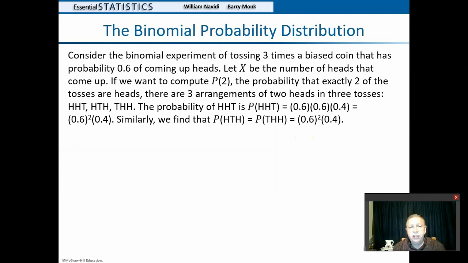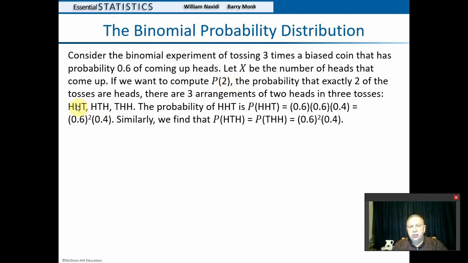Consider the binomial experiment of tossing 3 times a biased coin that has probability 0.6 of coming up heads. So in this case, it's not a fair coin, not a 50-50 coin. So let X be the number of heads that come up. If we want to compute the probability that exactly 2 of the tosses are heads, there are 3 arrangements of 2 heads in 3 tosses, and I'm looking at exactly 2 successes. So what would this look like?